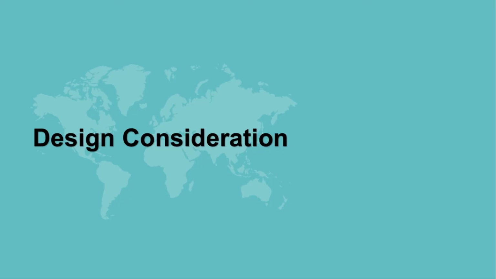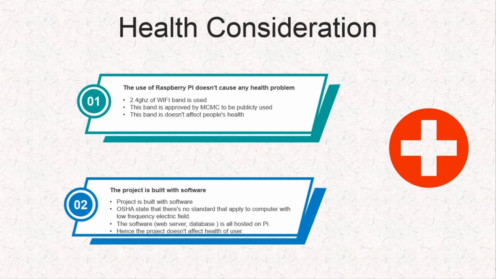Thanks, Dan. Now the design considerations will be presented by me, ElRais. First, health consideration. Our project uses Raspberry Pi 4. It has a safety certificate that proves it is safe for human health. The 2.4 GHz Wi-Fi band used by the board is a commonly used frequency band. This frequency is 100 times lower than microwave oven frequency, so it's not harmful. Also, it's certified by MCMC for public use in Malaysia.